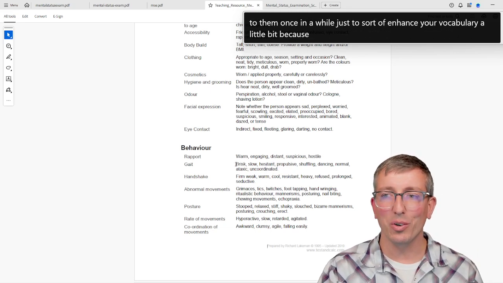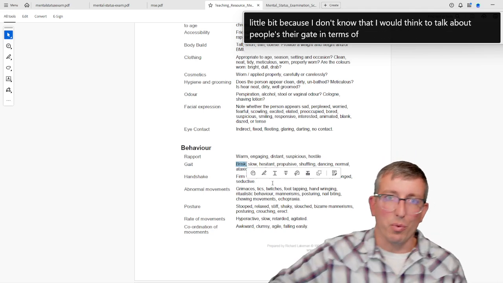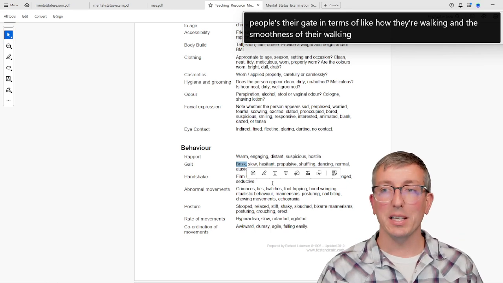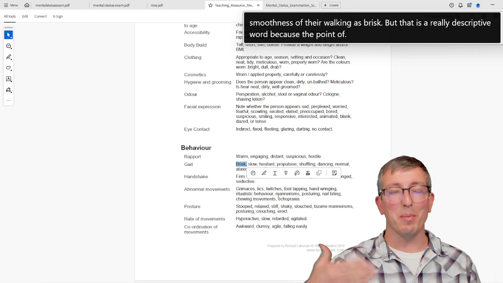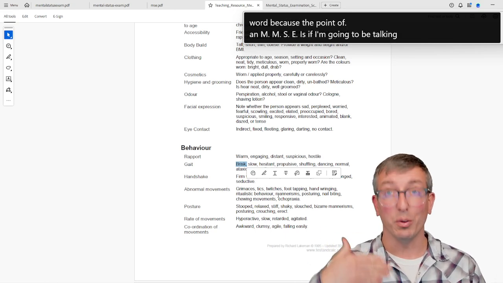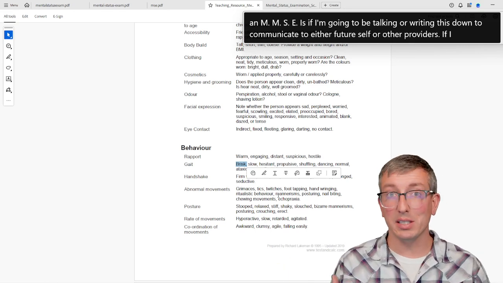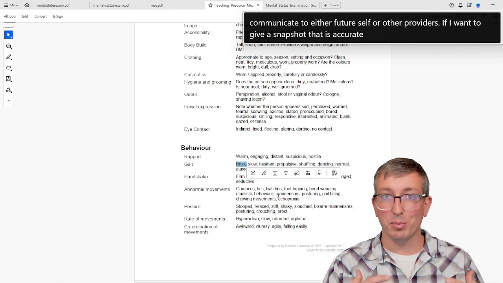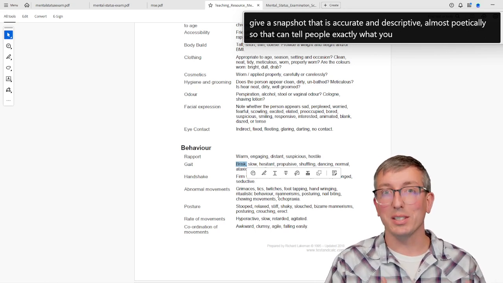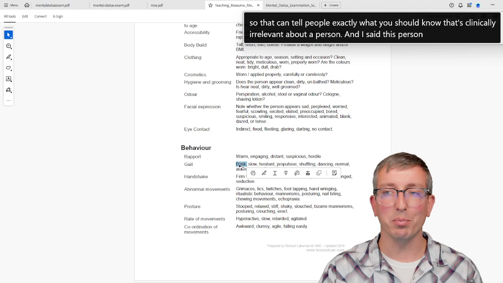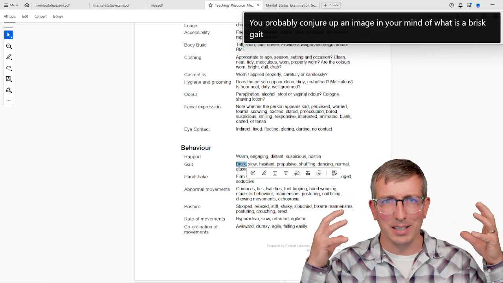Because I don't know that I would think to talk about their gait, how they're walking and the smoothness of their walking, as brisk. But that is a really descriptive word, because the point of an MMSE is, if I'm writing this down to communicate to either my future self or other providers, I want to give a snapshot that is as accurate and descriptive, almost poetically so, that can tell people exactly what's clinically relevant about a person. If I said this person has a brisk gait, you'd probably conjure up an image in your mind of what a brisk gait means.